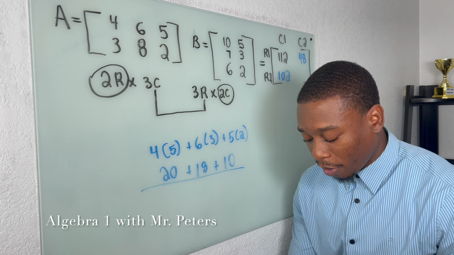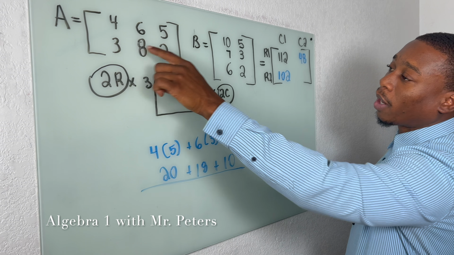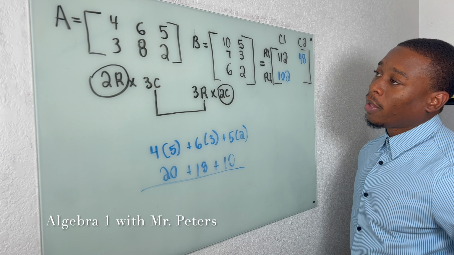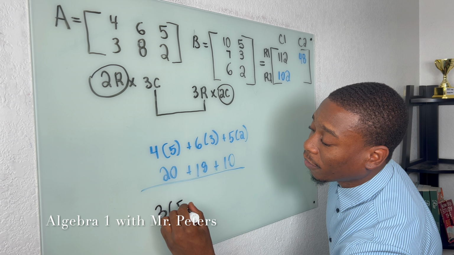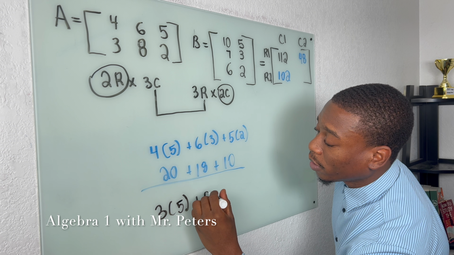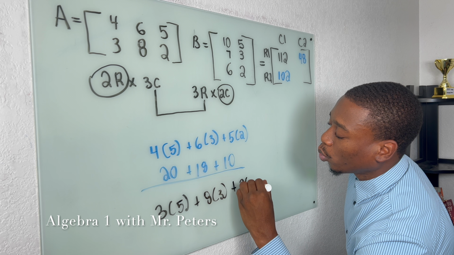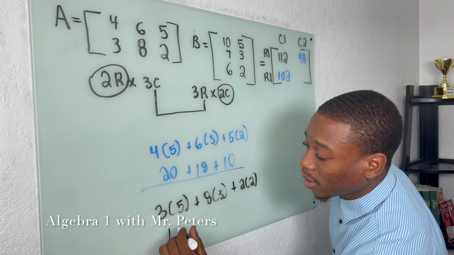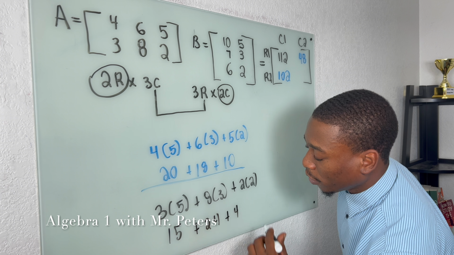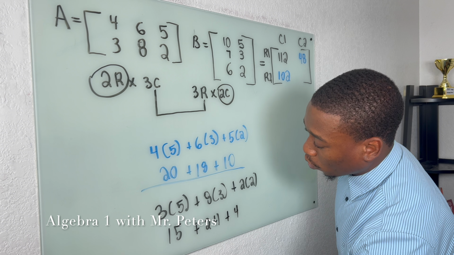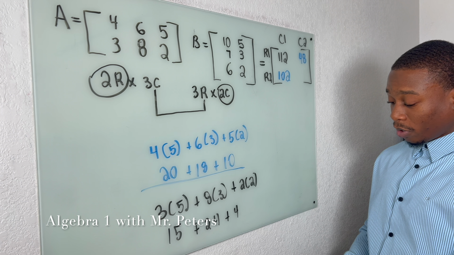Now to finish up this problem, we're going to go ahead and multiply row 2 by column 2, and this is how it should look. We'll do 3 times 5 plus 8 times 3, and then plus 2 times 2. Once we simplify, we're going to get 15 plus 24 plus 4, and this is going to give us, let's see, 15 plus 24.